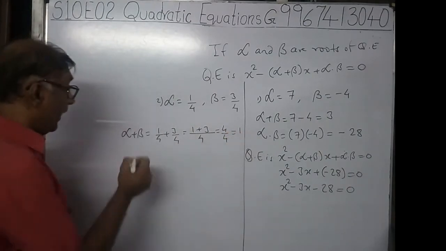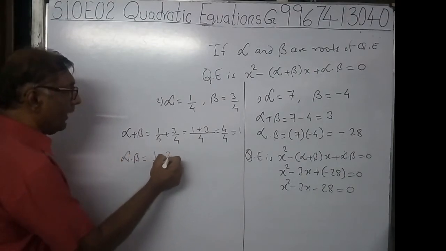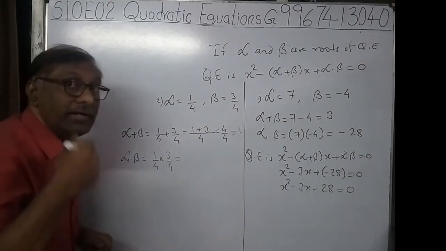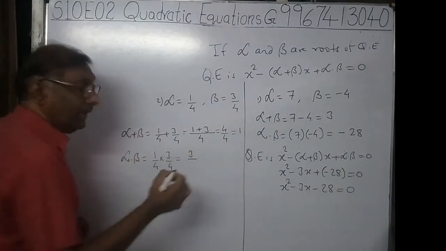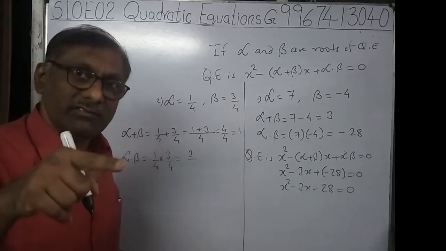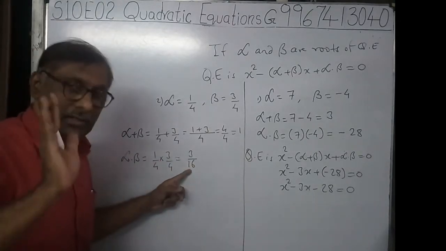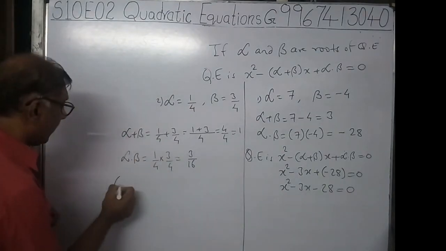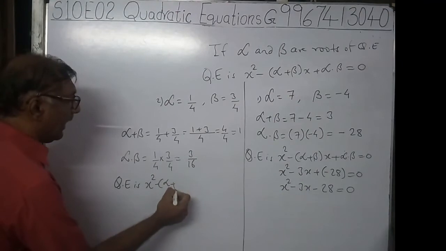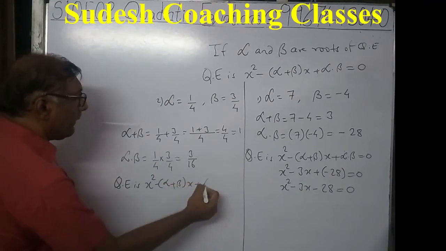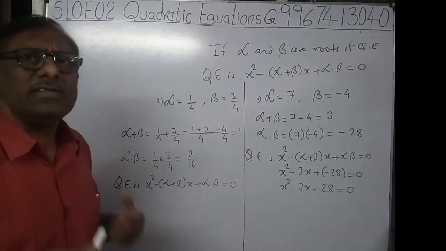Now multiply them. Alpha into beta, which comes 1 upon 4 into 3 upon 4. Numerator into numerator, the answer will be in numerator, so 1 into 3 will be 3. Denominator into denominator, the answer will be in denominator. 4 4s are 16. Can we simplify it further? No. Okay. Therefore, quadratic equation is x square minus (alpha plus beta) x plus alpha into beta is equal to 0.